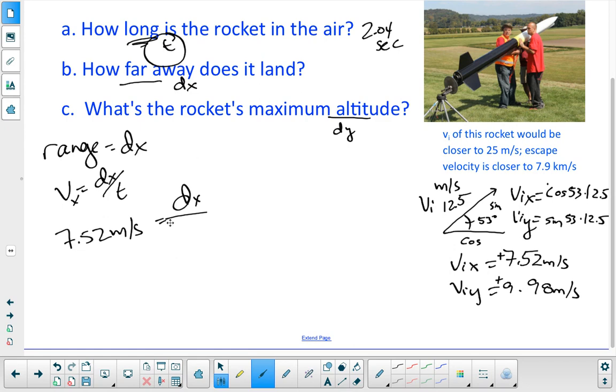And again, our time here, because we're talking about up and then down, we're going to use our full time, 2.04 seconds. Hi, Kat. Would you not help? Thank you. Move. Thank you, Kat.